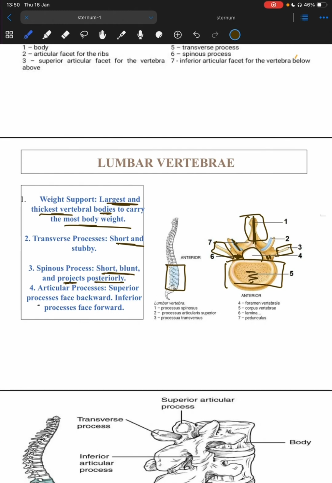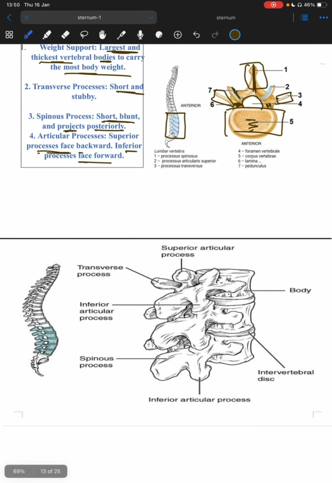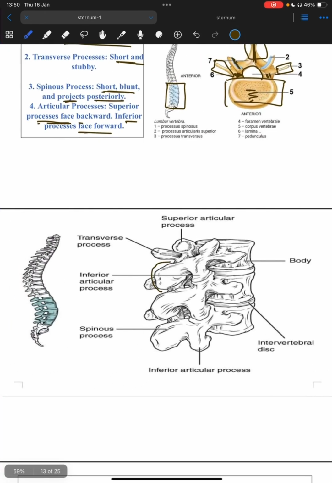Superior articular processes face upward. Inferior ones are facing forward. Superior processes are backward. As you can see, the spinous processes here are blunt. These are the spinous processes. This is the vertebral disc.